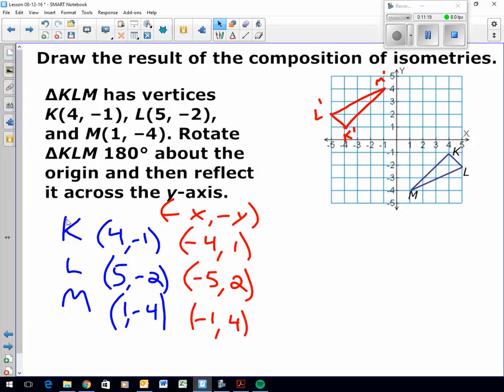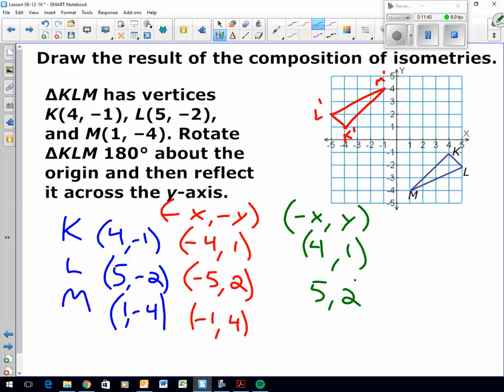All I have to do when I flip across the y-axis is this: the y stays the same, and I will take the opposite of the x that I'm working with. So here, I was at -4, let's go back to +4. The 1 stays the same. I was at -5, let's go back to +5. The 2 stays the same. Here, I was at -1, let's go to +1. The 4 stays the same. I'll plot these points: (4, 1), (5, 2), (1, 4), and I have completed my composition of transformation.